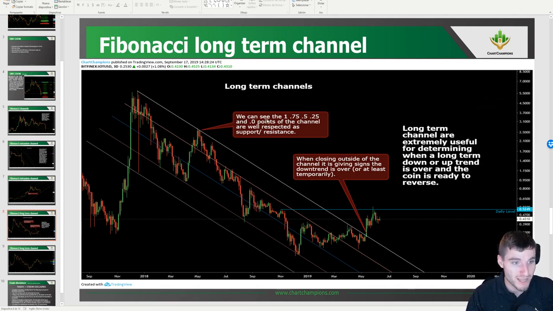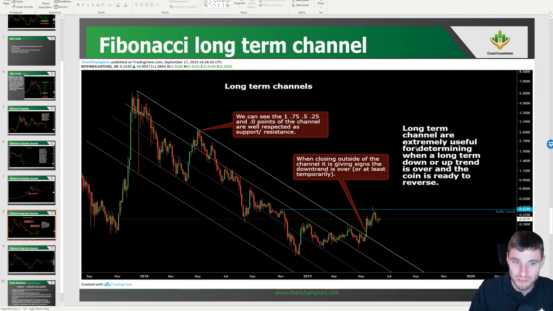We can see here that the 1, 7.5, 2.5 and 0 of the channel is well respected. Really clearly seeing respect from the high 7.5 here. You can just see clearly that it's respected when closing outside of the channel, giving a great sign that the downtrend is over, or at least temporarily. It doesn't mean just because you break out of this that you should expect it to go to all new time highs. It's not really meant for that. It's just giving you a sign that you should expect a move to the upside to come. It doesn't necessarily mean an all-time high is coming. I guess that's kind of common sense.